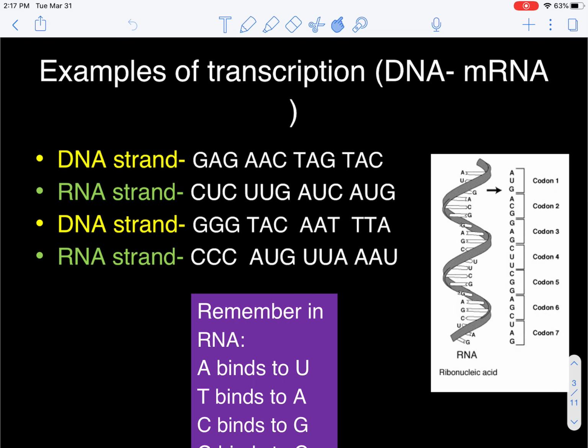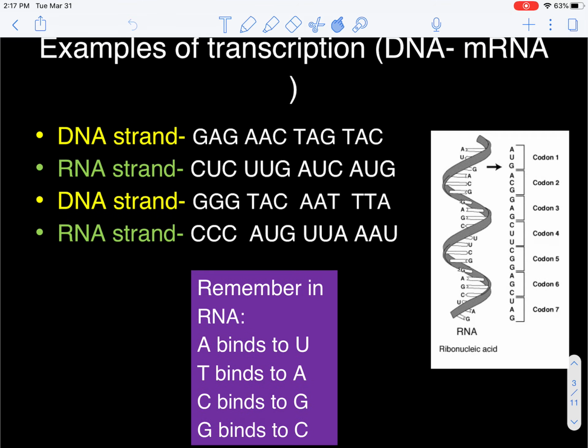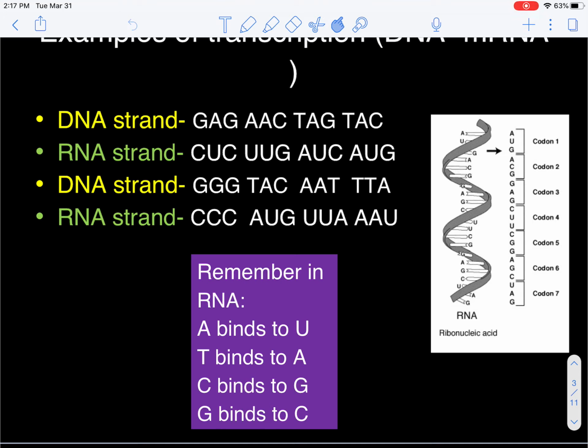Examples of transcription. So this is an example. You have a DNA strand, and I gave you two examples here so you guys can realize that A always goes to U. So the first strand is GAG, and the RNA strand is going to be CUC. Then it goes AAAC, it's going to go UUUG.